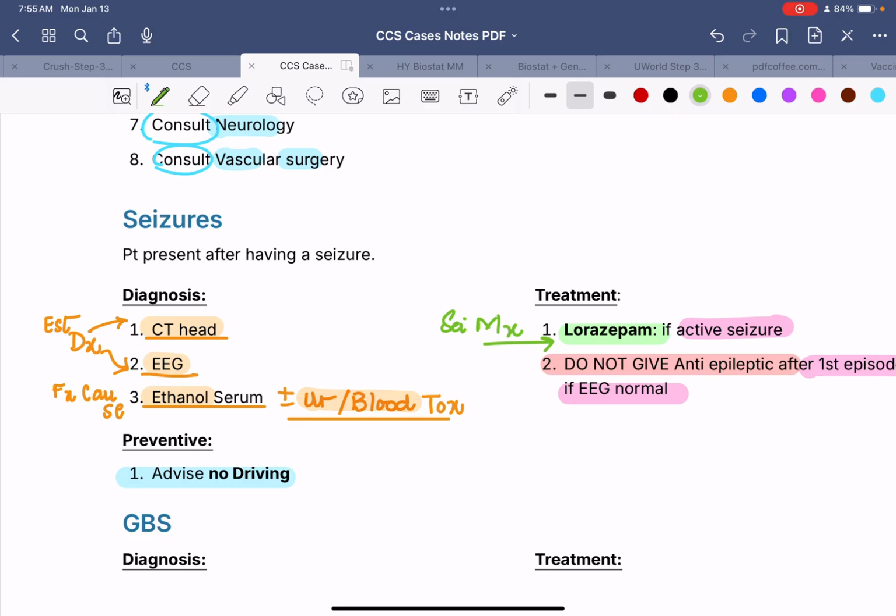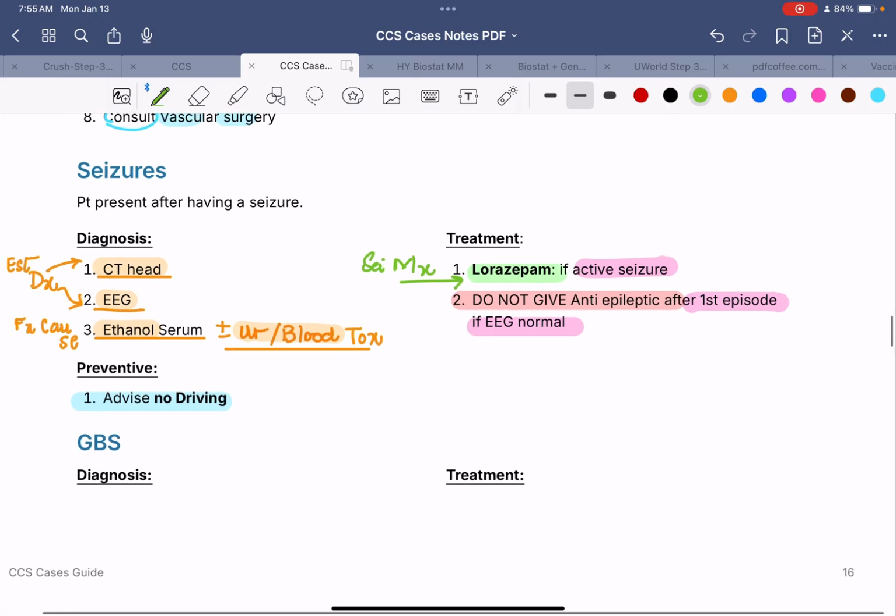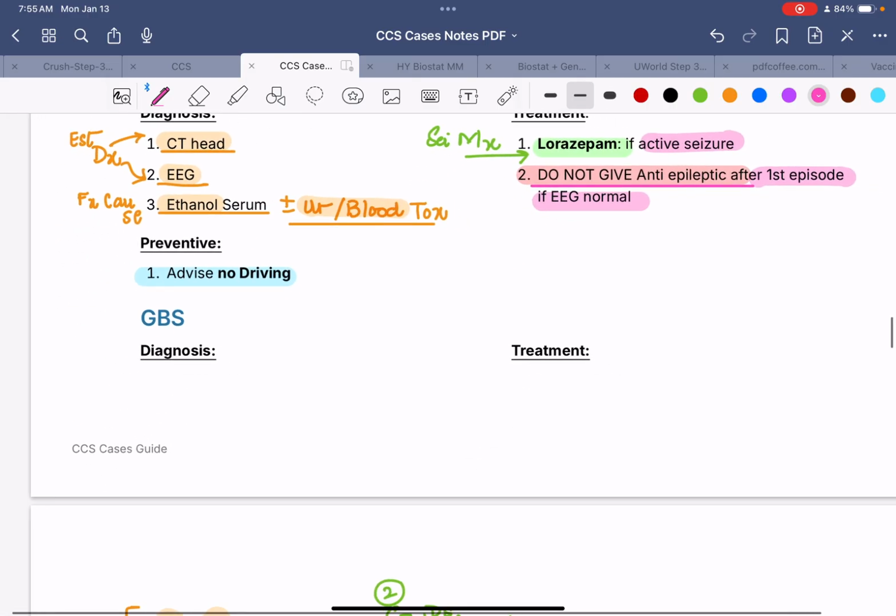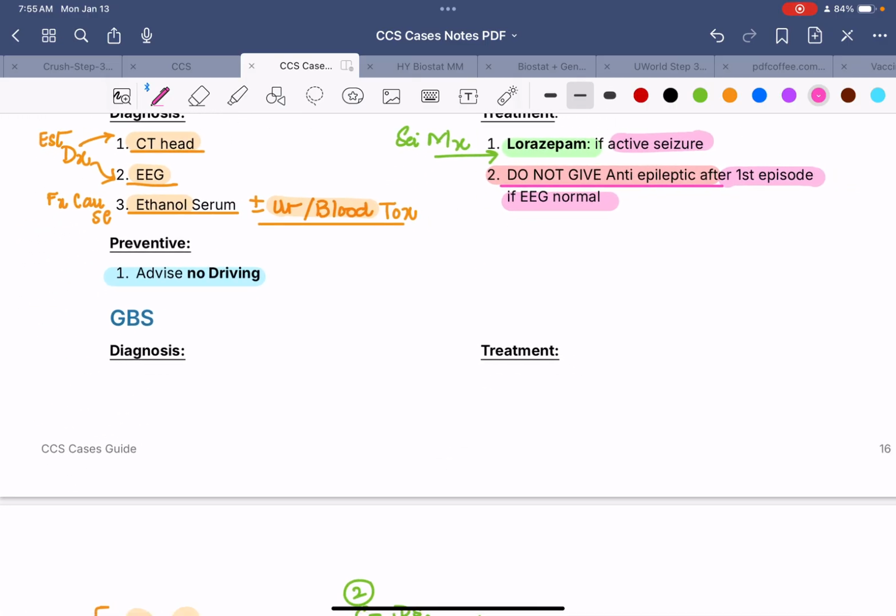And the specific treatment, it would just be airway, breathing, circulation. First of all would be the general management, and then the specific management would be to give lorazepam if the patient is actively seizing at this moment. And if this is a first episode and the EEG comes out to be normal, then we are not going to give long-term antiepileptics. Yes, we can give lorazepam for the immediate control of this seizure, but if the patient does not have abnormal EEG activity, then it means that he does not have a seizure disorder. So we are just going to do symptomatic management and no long-term treatment. Then of course, in the prevention, we are going to advise that the patient not drive, because of course it's dangerous for the patient.